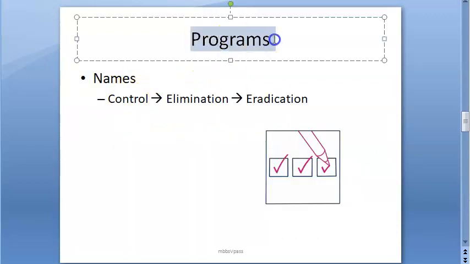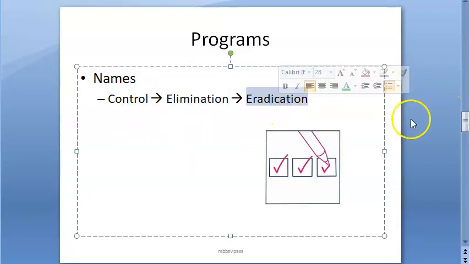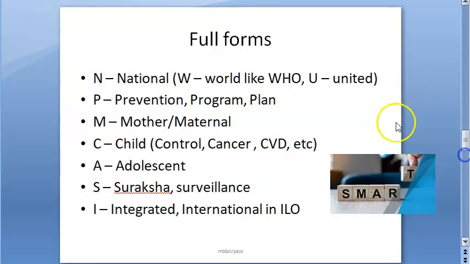Then coming to these programs, right? All these programs go from control to elimination to eradication. So you should understand there is a national leprosy control program. Then it becomes a national leprosy elimination program. The same thing becomes a national leprosy eradication program, which we have currently, isn't it?